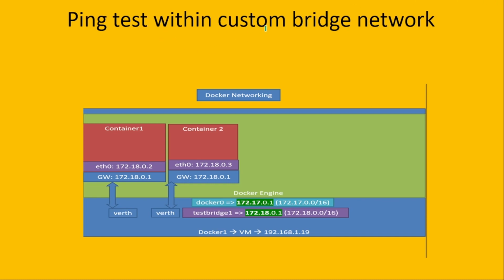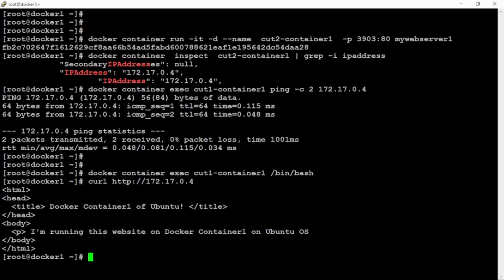Ping test within the custom bridge network. So first we are going to test custom container one and container two. So at this time we have only test bridge one, and this is what I will show you in my lab. So let's proceed with some commands so that we can check the connectivity of container one and container two when we have only the test bridge one custom bridge network available.